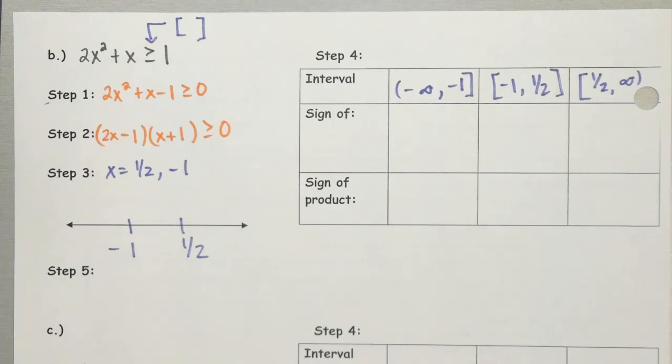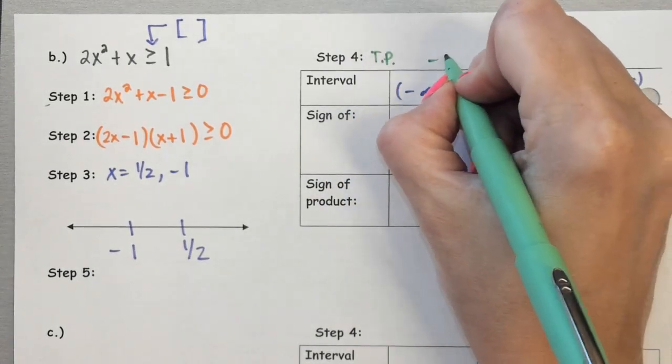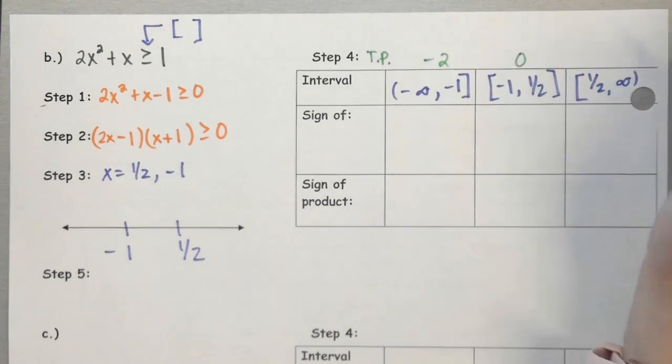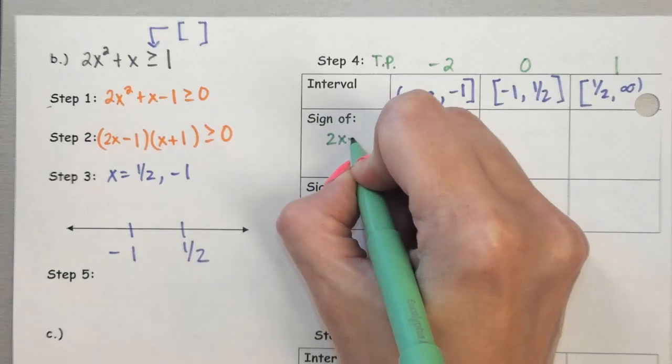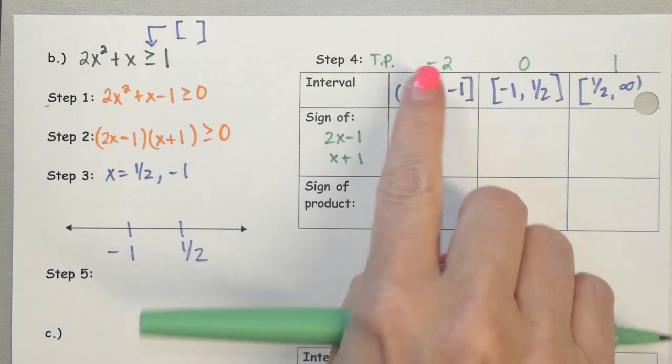Okay, now we're going to choose our test point. So I just need a value that is less than -1. I'm going to choose -2. 0 works for our next interval. 1 works for the last one. And here we are putting our factors. Okay, so this part should go pretty quick.